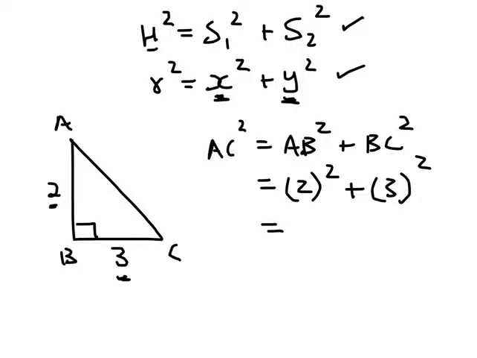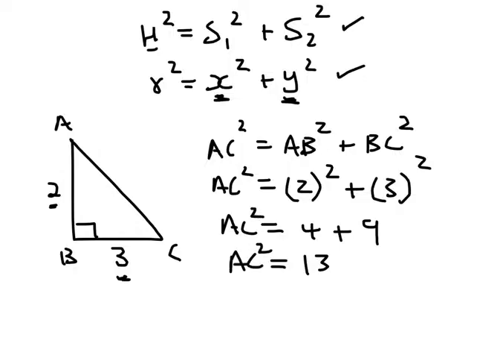So what is 2 squared? That is 4. What is 3 squared? That is 9. So you have that plus that, which will be 13. Remember that all along you've been calculating AC squared. So AC squared equals 13.